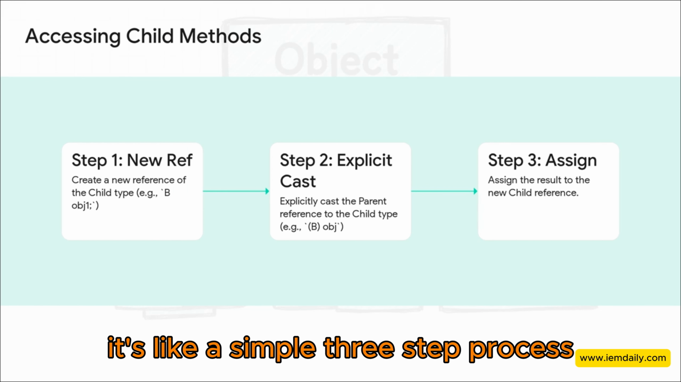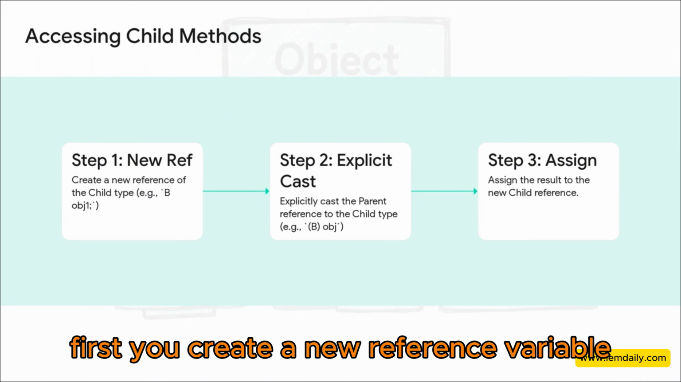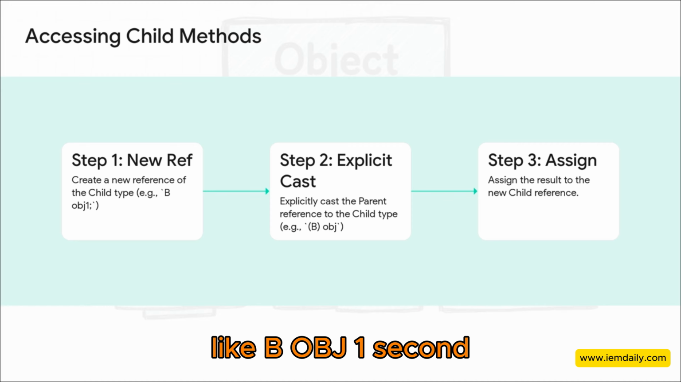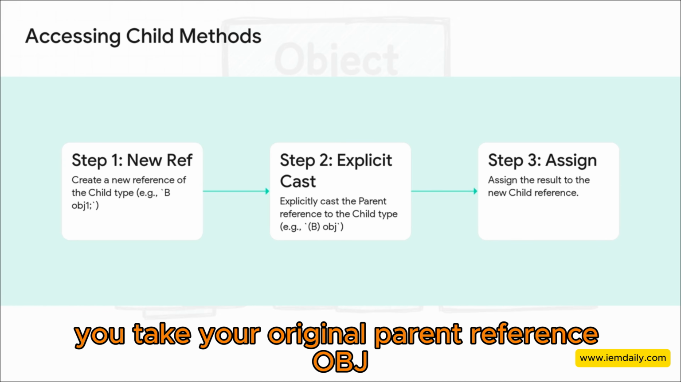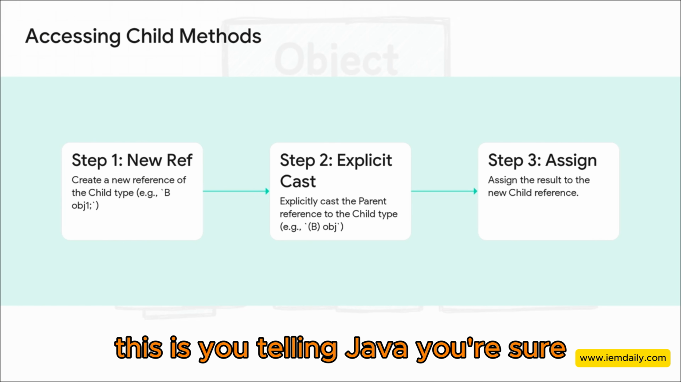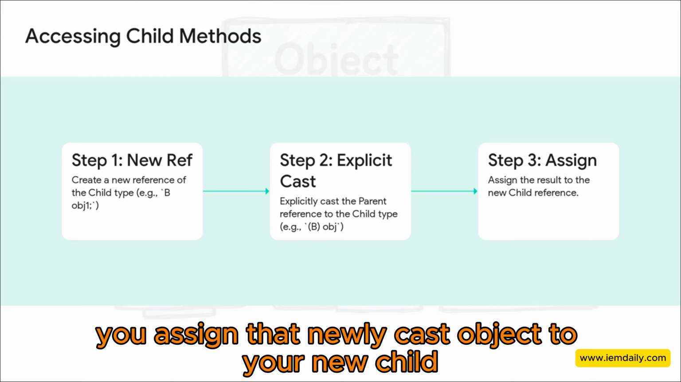It's a simple three-step process. First, you create a new reference variable, but this time you make it the specific child type, like bobj1. Second, you take your original parent reference, obj, and you explicitly cast it by putting B right in front. This is you telling Java you're sure. Finally, you assign that newly cast object to your new child reference.